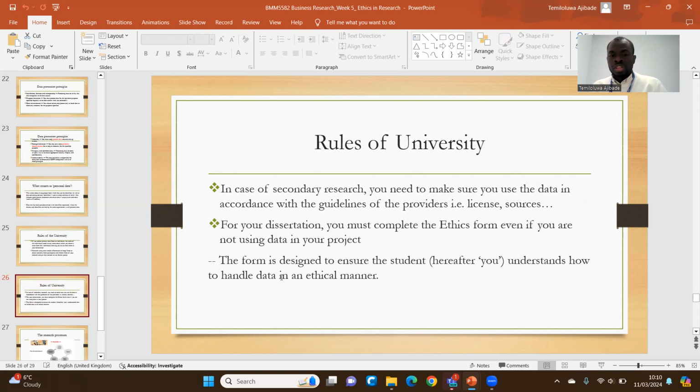Now, for your dissertation, it is required that you complete the ethical form, even if you are not using data in your project. So the form is designed to ensure that the students understand how to handle data in an ethical manner.